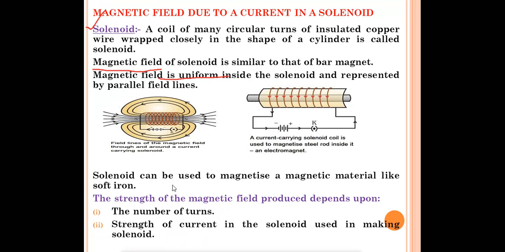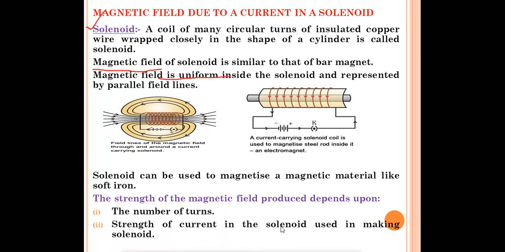Now, a solenoid can be used to magnetize a magnetic material like soft iron. So, where can we use the solenoid? It can be used to magnetize a magnetic material like soft iron. The strength of the magnetic field produced depends upon the number of turns. So, how can we compare the strength of the magnetic field produced in a solenoid? By the number of turns. The number of turns will give you the strength of the magnetic field.